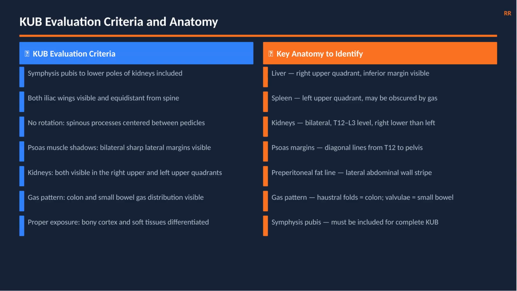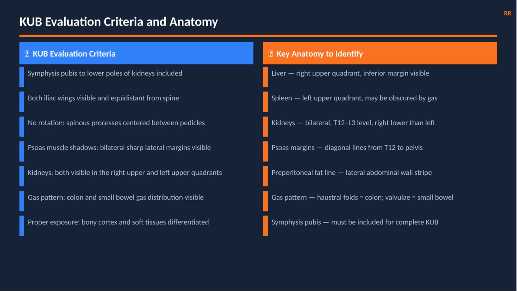Both kidneys visible at the T12 to L3 level. The right kidney is normally lower than the left. Gas pattern visible throughout colon and small bowel. Proper exposure. Bony cortex visible and differentiated from soft tissues. Key anatomy to identify on every KUB. Liver, right upper quadrant, inferior margin visible. Spleen, left upper quadrant. Kidneys, bilateral, right normally lower than left.